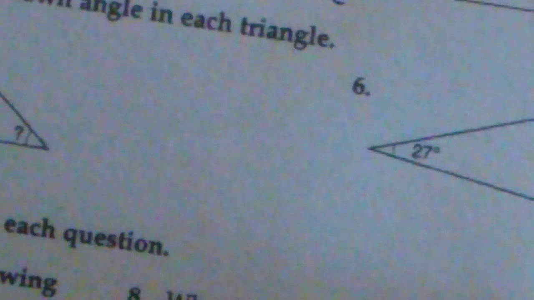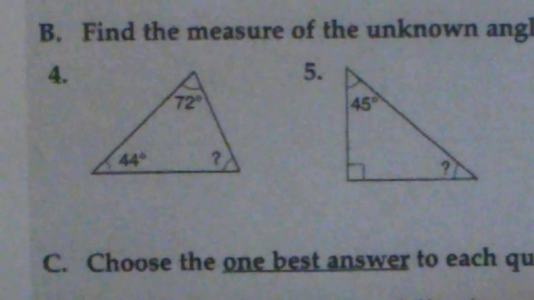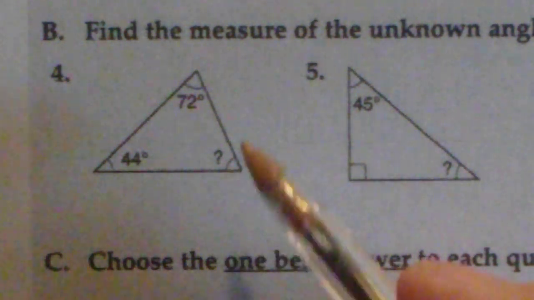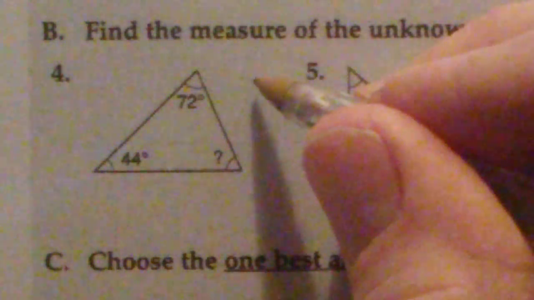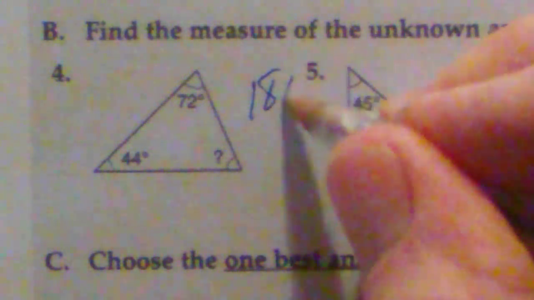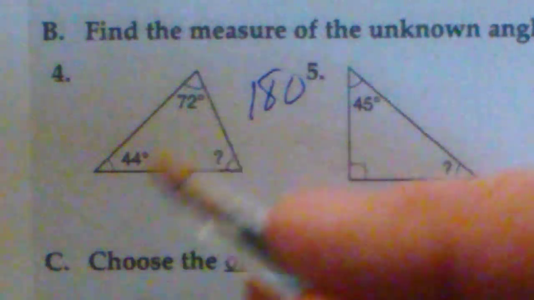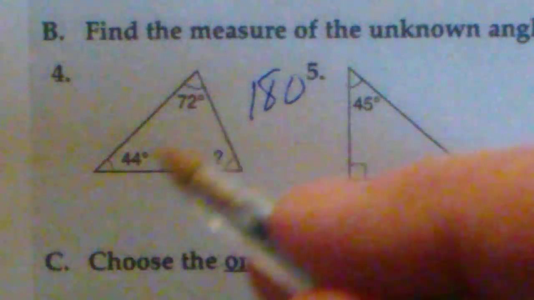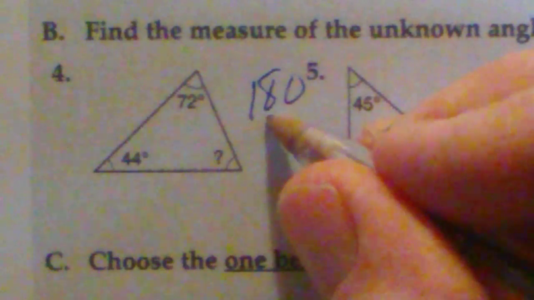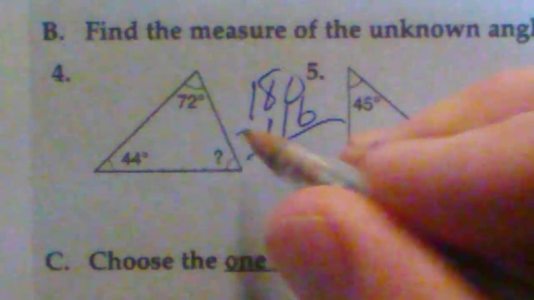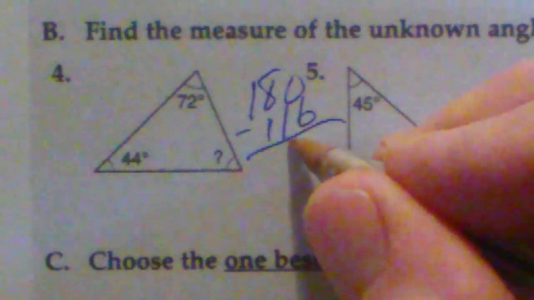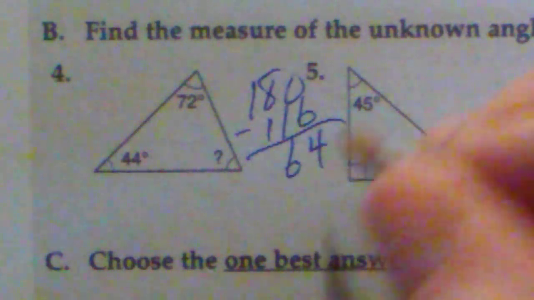Okay, now we got some problems with angles, okay? So look at number one. How do we figure out that angle? Well, remember that the whole thing is 180. A triangle is 180. So if you add these two in your calculator, or if you can in your head, you would get 116, and you subtract to get the missing angle. 64 I got.